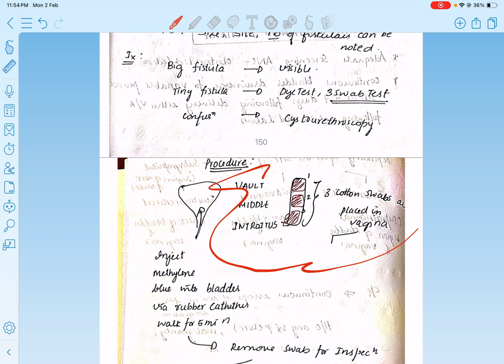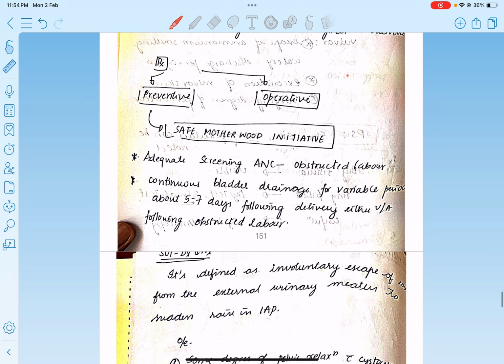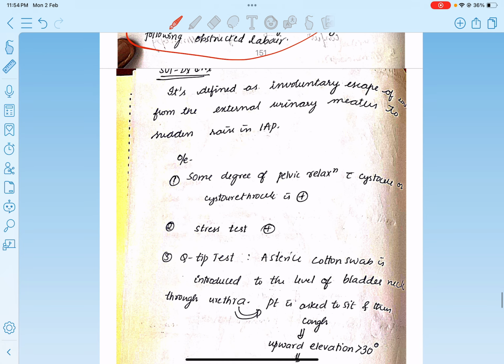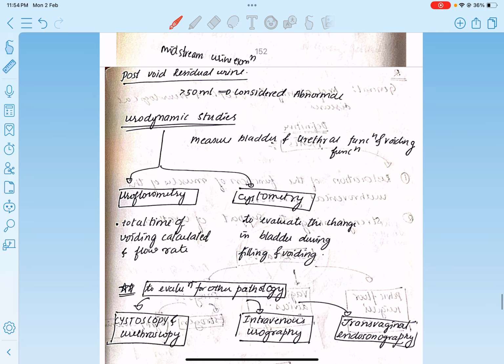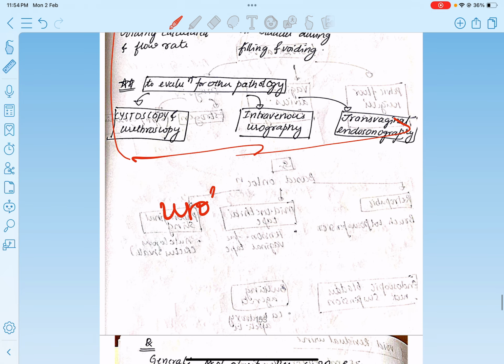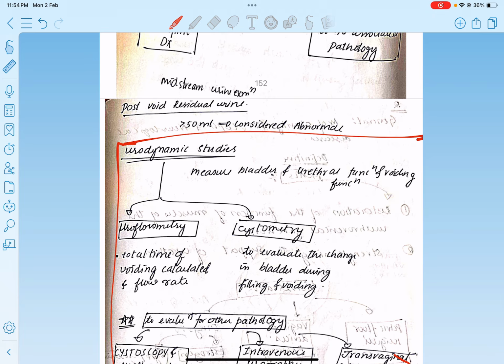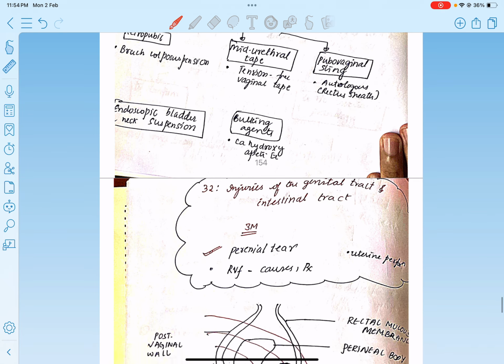So this is the procedure. I mean, how you do it with the swab test, that is the investigation part. And this is the treatment. SUI, I am sure you would have already studied it, so I'm not talking about it. And this is something to do with the surgery part, that is urology. Okay. Though these are not the questions which you expect, I have just mentioned it so that you have material to study for the exam.